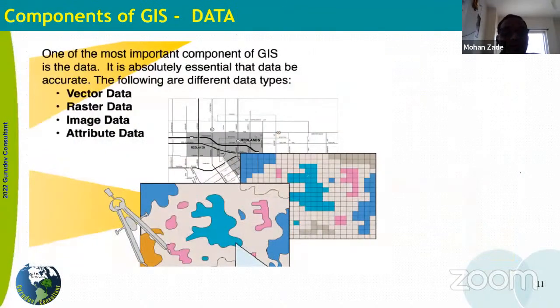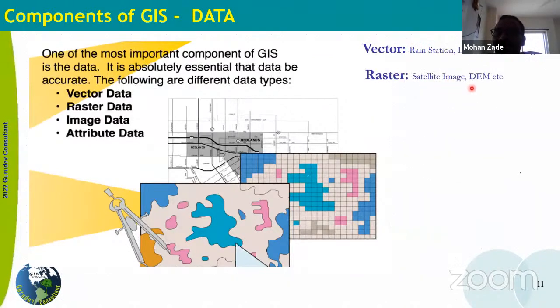The data, the second most important after the software, is the data. Without data, this GIS can't do anything. So one of the most important components of GIS is the accurate data. And those data fall into different categories. The first one is vector data. Vector data is in point, line, and polygon features. Those we will learn. Just remember, range station, land parcel, buildings can be vector data.